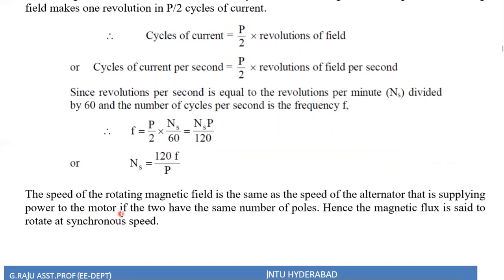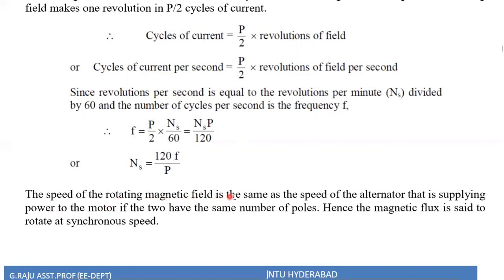In synchronous machines, alternator is nothing but an AC generator. In the generator, the rotor is rotating at synchronous speed and the stator rotating magnetic field is also rotating at the same synchronous speed. But the induction machine is different. The rotor rotates at less than synchronous speed, but the stator magnetic field is rotating at synchronous speed.